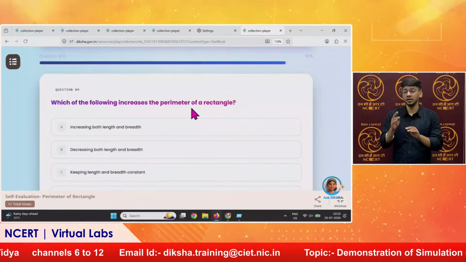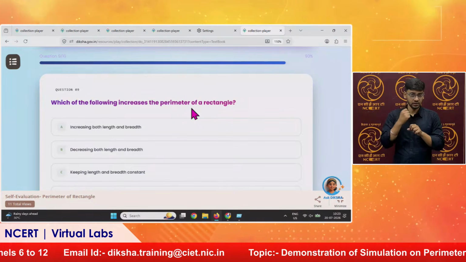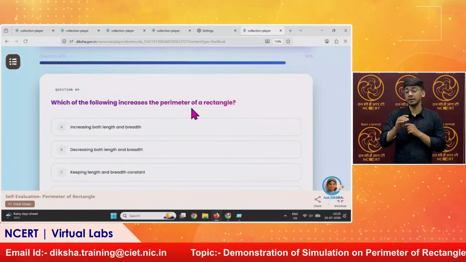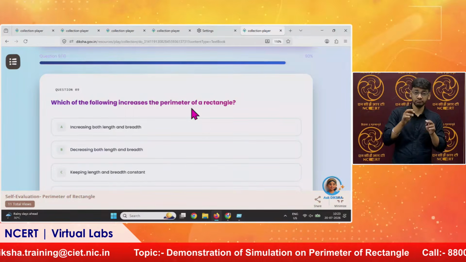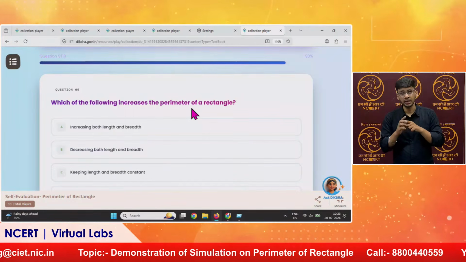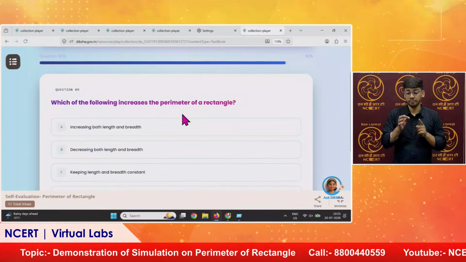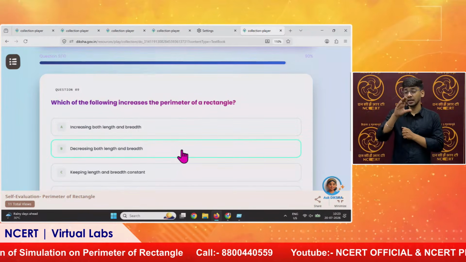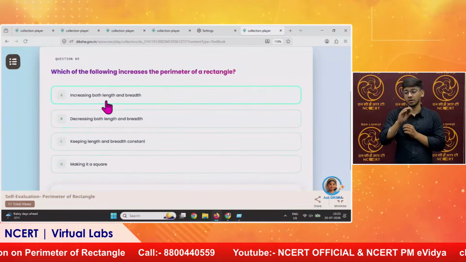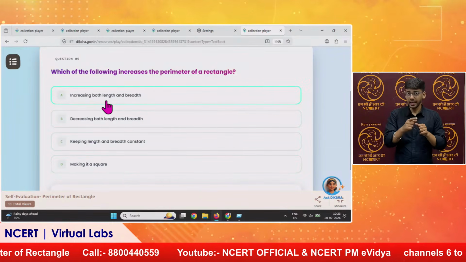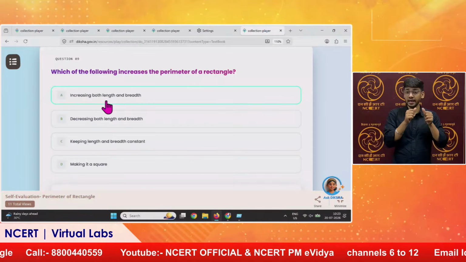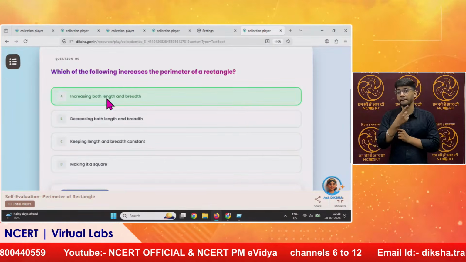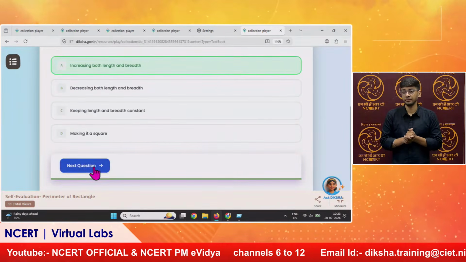If we have some smaller figure, then the perimeter is less, and if we have a rectangular figure which is bigger, then the perimeter is also increasing. So option A is correct. Decreasing both length and breadth is incorrect. So this way we can see only option A is correct, because it is proportional to the length and the breadth. It is dependent on that. So option A is correct.